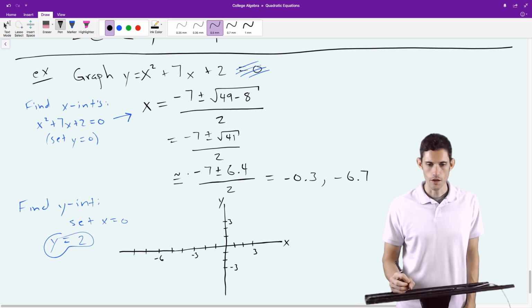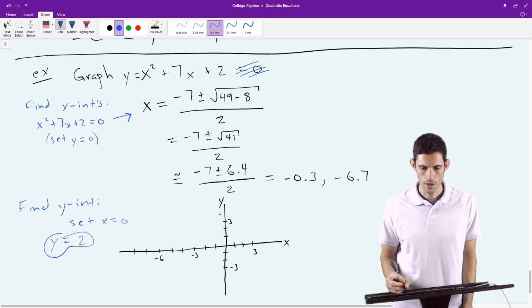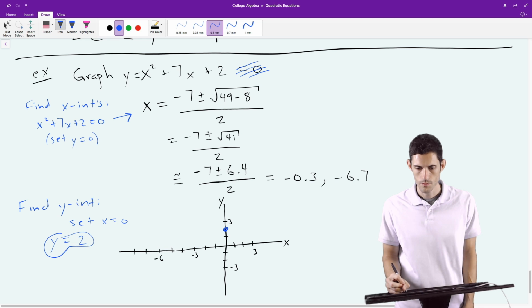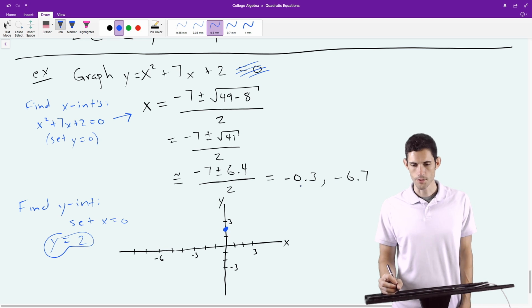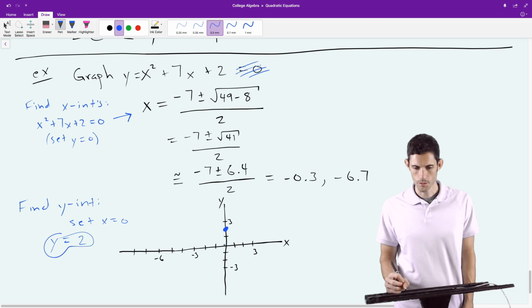So the y-intercept is y equals 2. Okay, so here's y equals 2. So that's on there. Let's see, I've got an x-intercept at negative 0.3, so I'm just going to say that's about here. This is negative 1, so half of that's negative 0.5, so negative 0.3 would be maybe right there. And my other x-intercept is negative 6.7, so that's maybe right there.